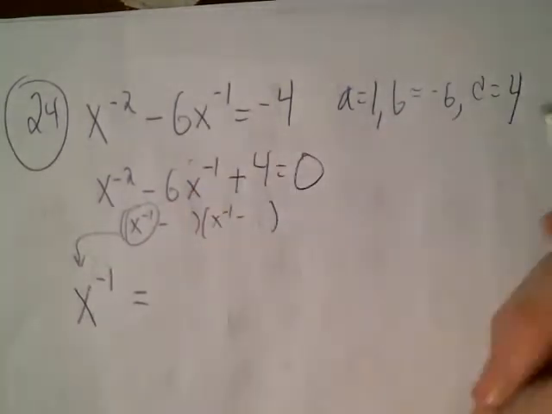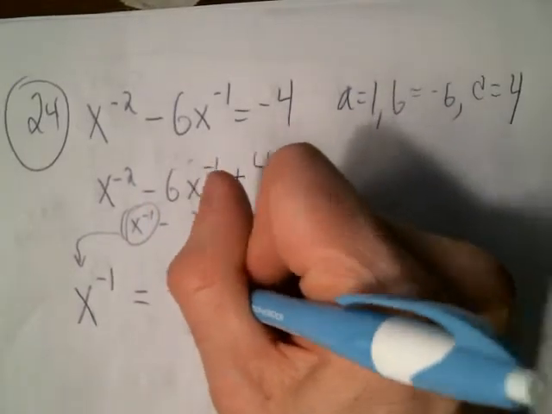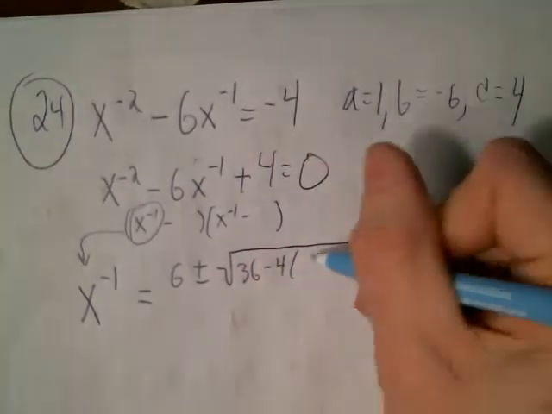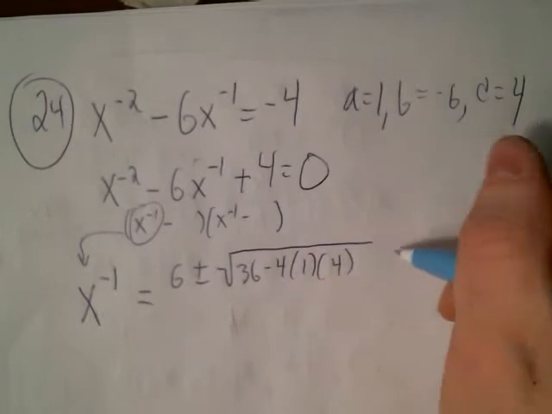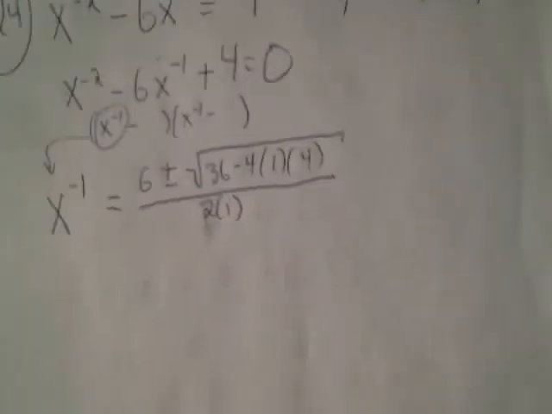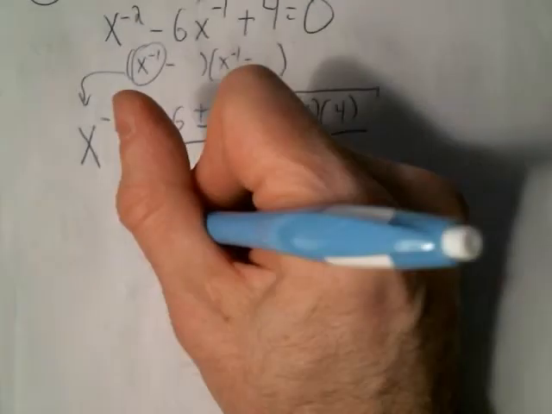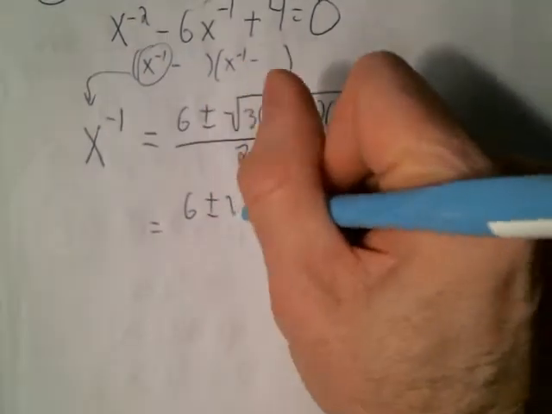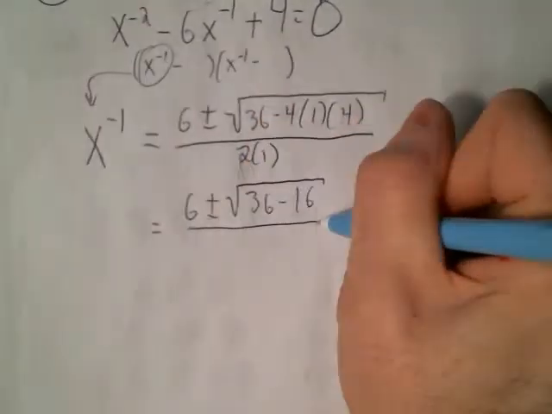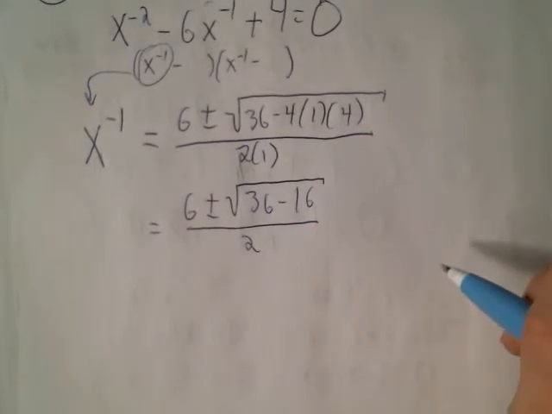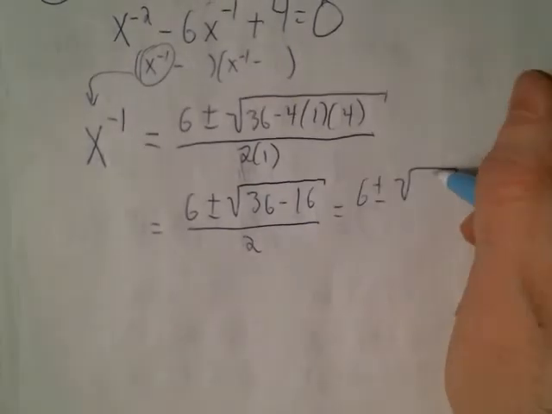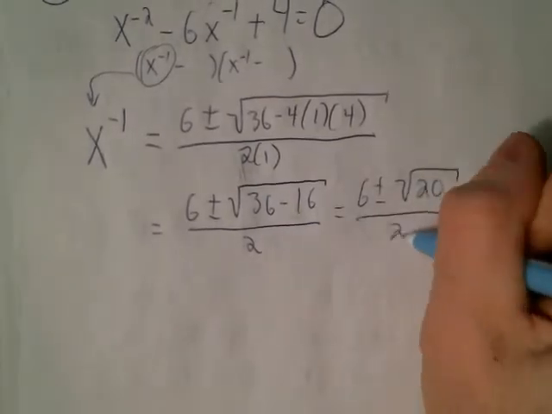So it's x to the negative 1 equals negative b, so 6, plus or minus the square root of b squared, 36, minus 4 times a times c, and then that's all over 2 times a. That equals 6 plus or minus the square root of 36 minus 16, all over 2. Then that'll equal 6 plus or minus the square root of 20, all over 2.